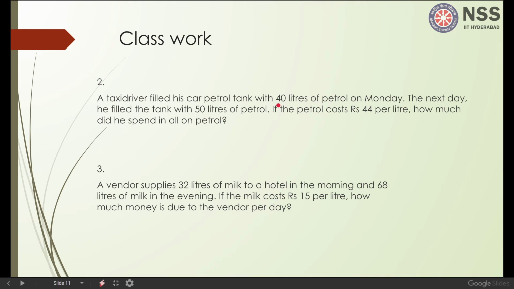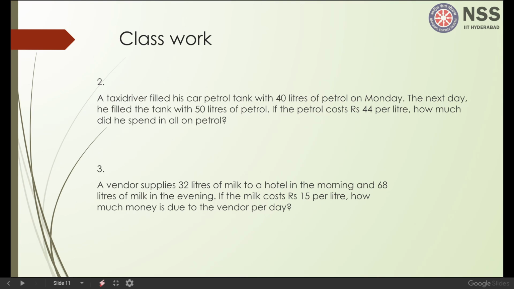So, on Monday, how much did the taxi driver spend on petrol? He bought 40 liters of petrol. So, the cost of 40 liters of petrol is 40 multiplied by 44, which is 1760 rupees. Now, on the next day, he bought 50 liters of petrol. So, the cost of 50 liters of petrol is 50 multiplied by 44, which is 2200. So adding these two, 2200 plus 1760, we get 3960 rupees, which was the same as what we got earlier. Therefore, the taxi driver spent 3960 rupees on his car petrol tank.